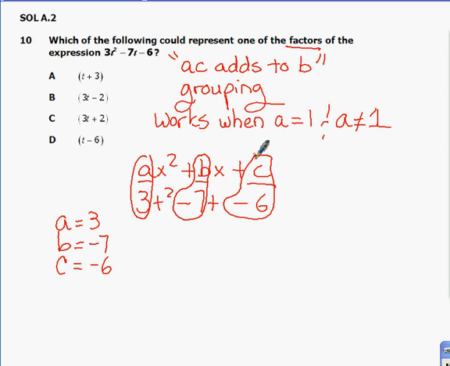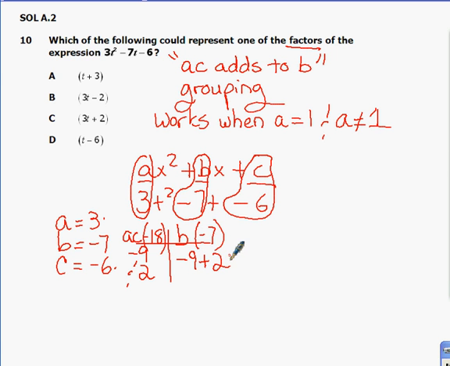Okay, what we look at now, and it's easy to set up a t-chart, where we have the product of AC, which is 3 times negative 6 or negative 18, that adds up to B, which is your negative 7. So we have to look at our factors of negative 18 that add up to negative 7, which would be negative 9 and 2. The way to double check that is, does negative 9 plus 2 equal the negative 7? Then we know we're using the right factors.